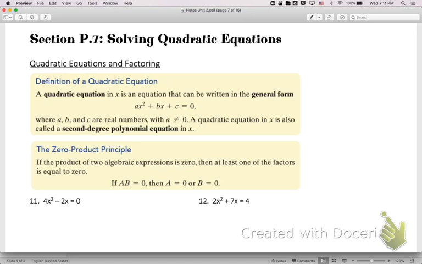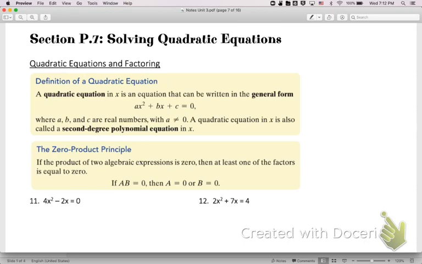So a quadratic equation, remember, equation means that there is an equal sign. An equation can be solved. Everything we've worked with up to this point with our quadratics and with factoring, we've been factoring expressions. So there was no solving because it wasn't equal to anything. But now a quadratic equation can be written in the general form, ax squared plus bx plus c equals 0.